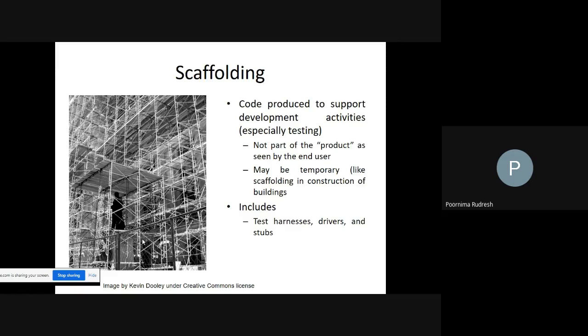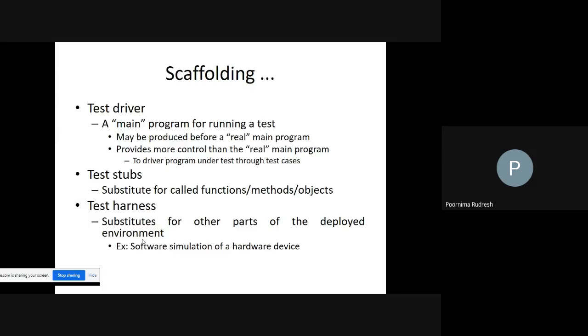One more example is an interactive program that is normally driven through a graphical user interface. In order to run that program through the graphical user interface, we need the drivers or stubs or the harness of programs. Here we have the test driver, test stubs, and the test harness. So what is a test driver? It is a main program for running a test. Just as when you connect the printer, to run the printer we need the program.